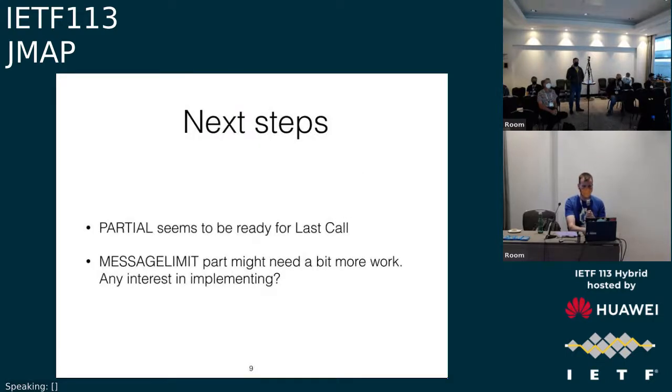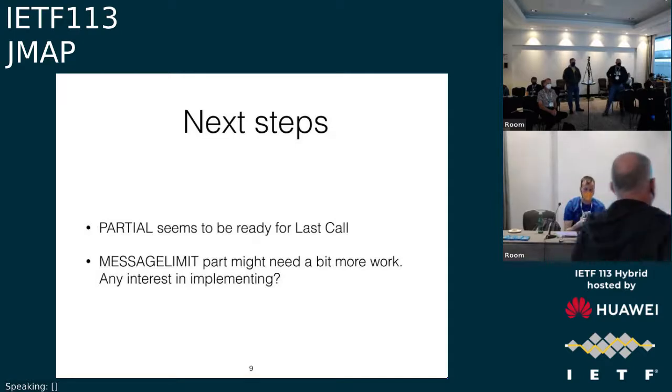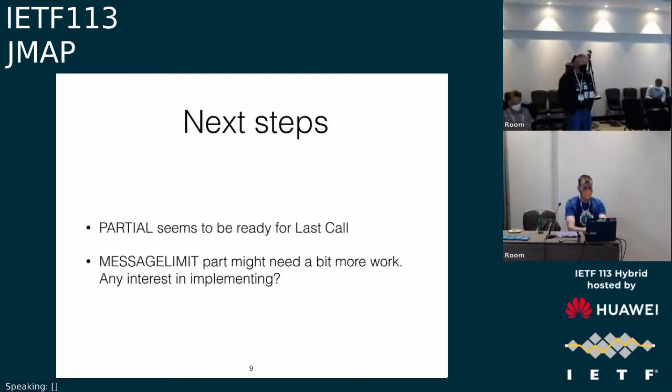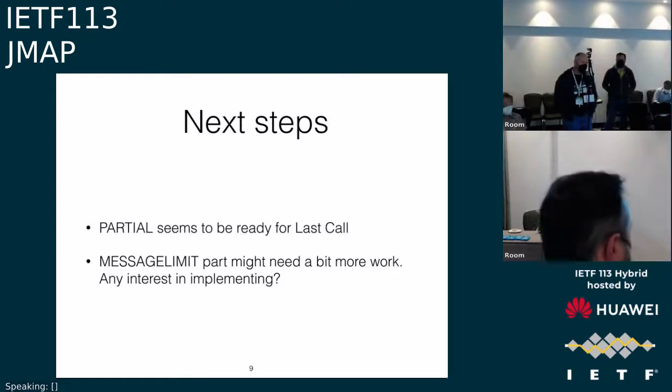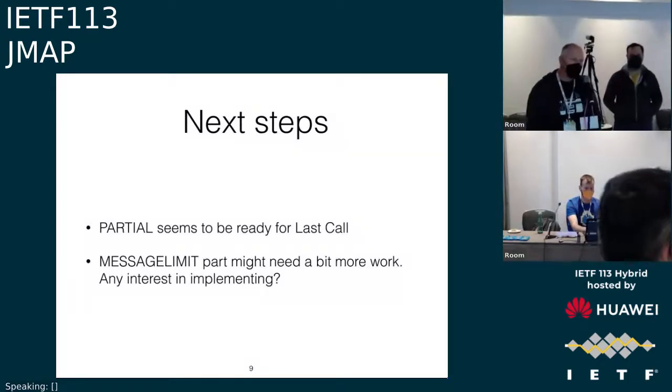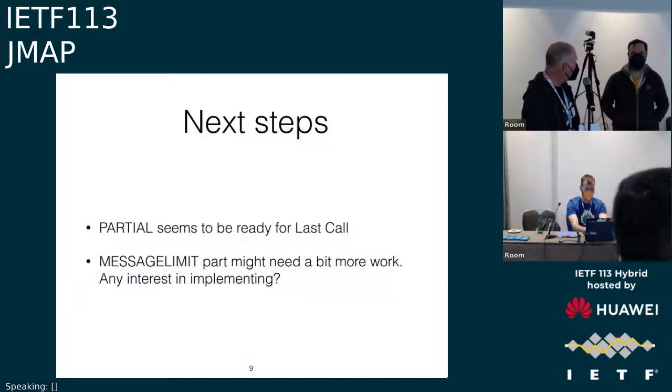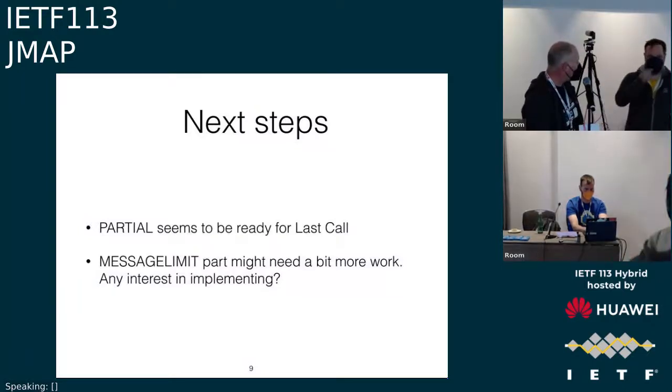You got one more slide. Next step. Seems ready for last call with partial. Message limit may need a bit more work. Who wants to implement? This is Ken. As a server dev, I think partial is pretty straightforward to implement. Question for Alexei, as a client dev, have you actually implemented on your side so you know it operates the way you expect it to operate?